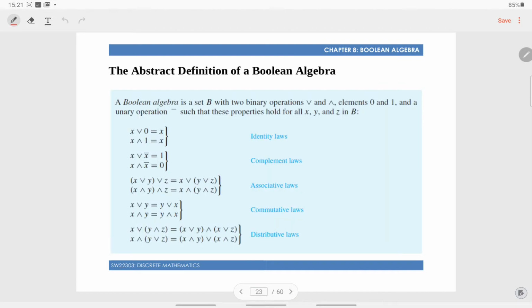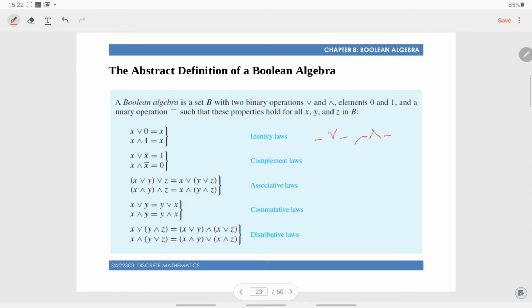Okay, next is the abstract definition of Boolean algebra. So what is actually Boolean algebra? This is the definition. A Boolean algebra is a set B with two binary operations. Binary operations means operations that require two inputs. We have the disjunction and also the conjunction. Both operations require two inputs, this input and this input. This one is the same, this input and this input.